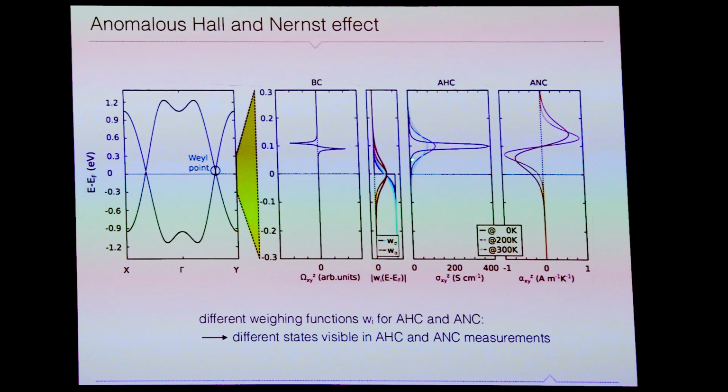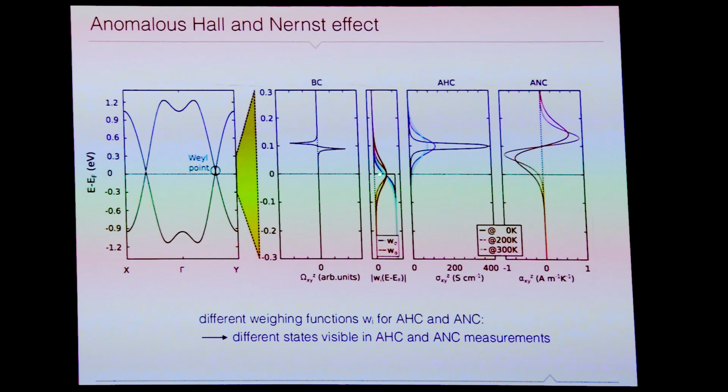And if you calculate that and you shift the position of your Fermi level, you will see that the response function looks something like that. So for the anomalous Hall, if you're positioned exactly at the level of the Weyl points, you will get a huge response. And now the interesting fact is that for the anomalous Nernst conductivity, the weighing function is somewhat different.